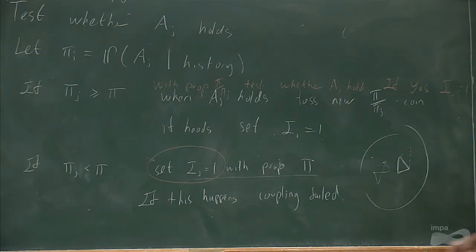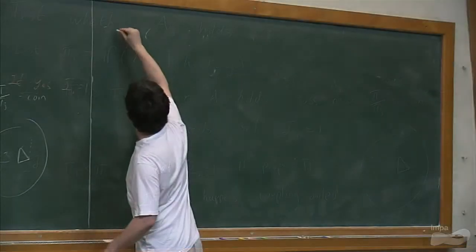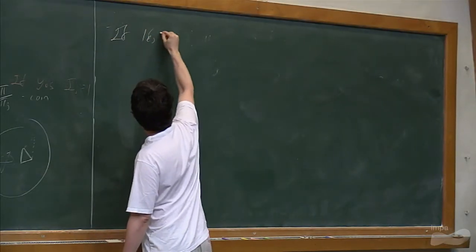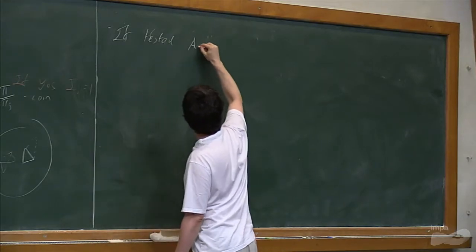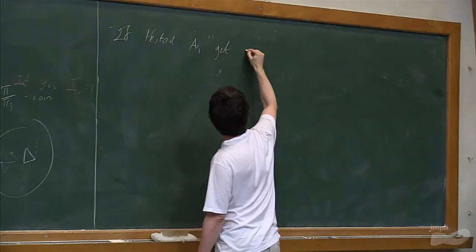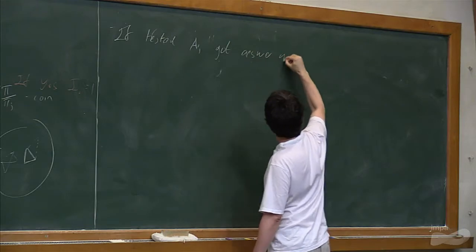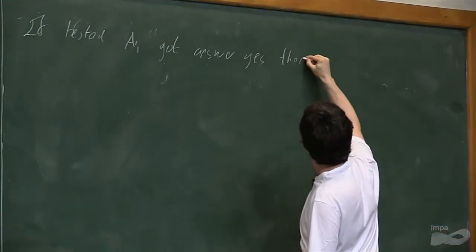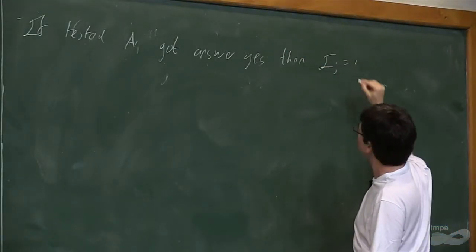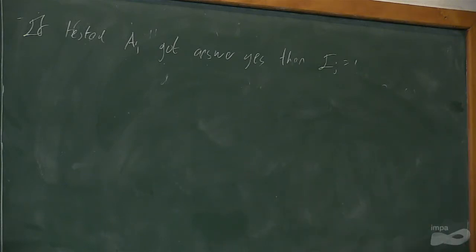So that tweak has the advantage that if we tested aj and got the answer yes, then ij equals 1.